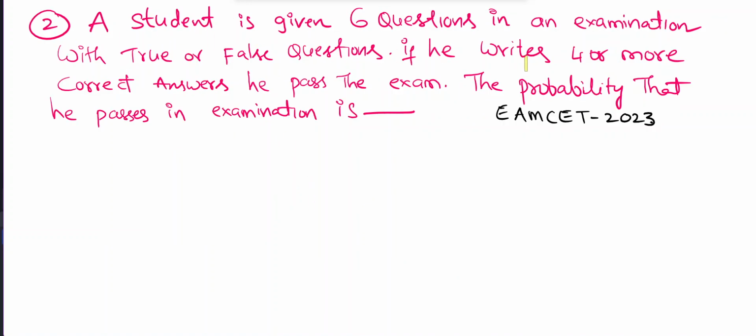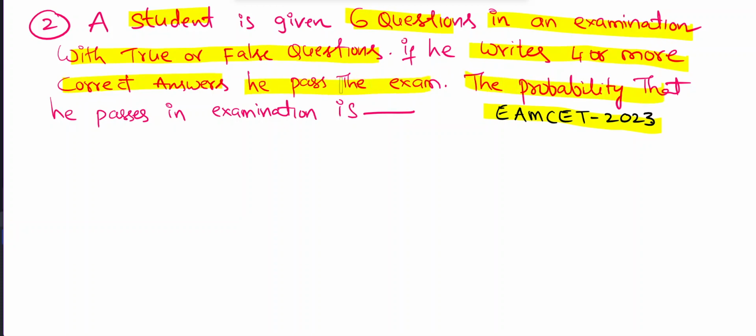This is the second question from probability. This is an EAPCET 2023 question. Here a student is given 6 questions in an examination with true or false questions. If he writes 4 or more correct answers, he passes the exam. Then the probability that he passes the exam is, we know the formula, probability of A is equal to N of A by N of S. Here A is the event of the student passing the exam.